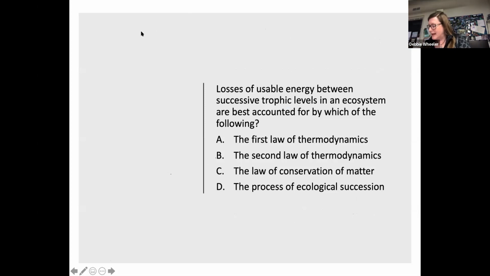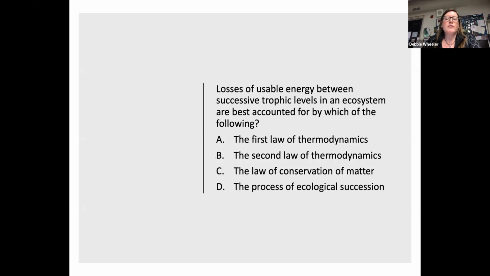So now we're going to apply this to our biology. Losses of usable energy between successive trophic levels in an ecosystem are best accounted by which of the following? The first law of thermodynamics, the second law, C is the law of conservation of matter, and D is the process of ecological succession. So those are all terms we should know the definition of.